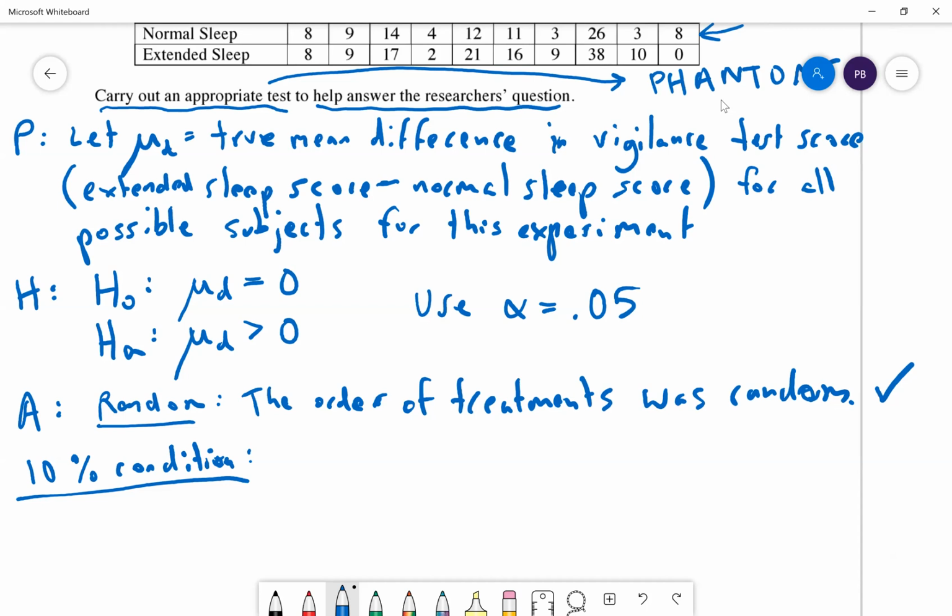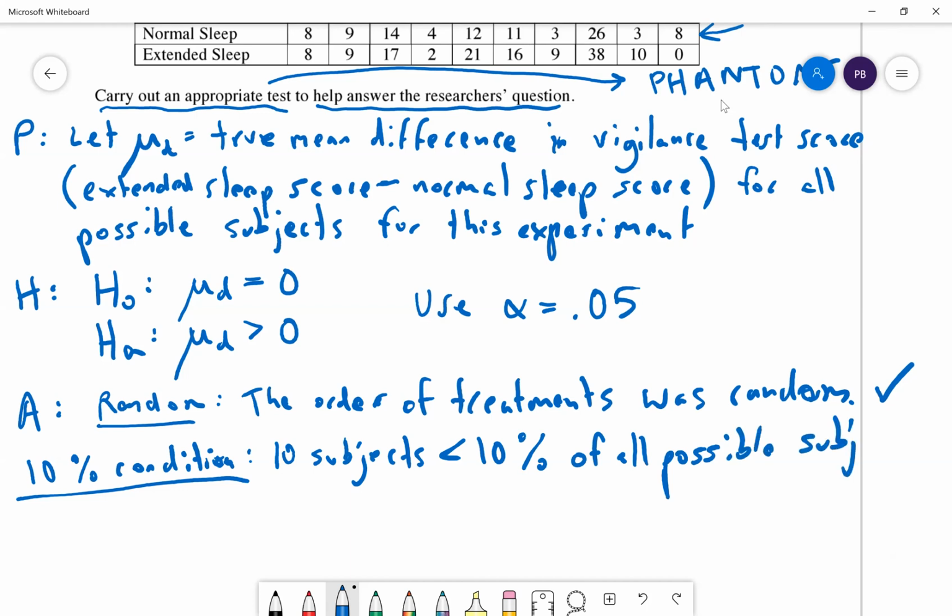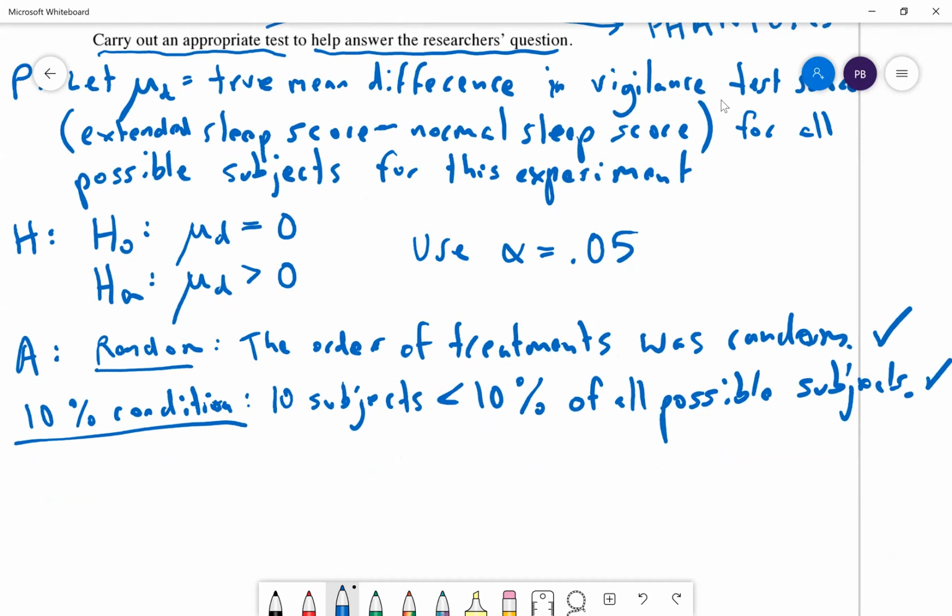But it doesn't hurt just to put in a little line here about the 10% condition, just so that we're doing that consistently for all of our significance tests. So I'm just going to say we have 10 subjects here. Let's just put 10 subjects is less than 10% of all possible subjects.